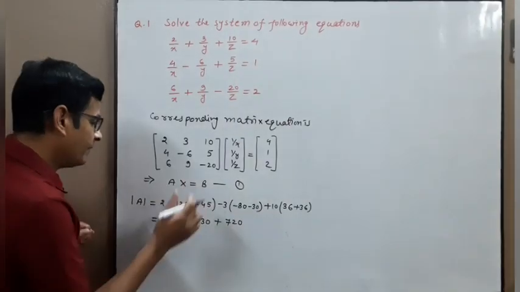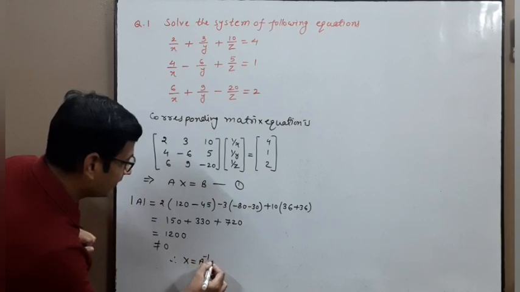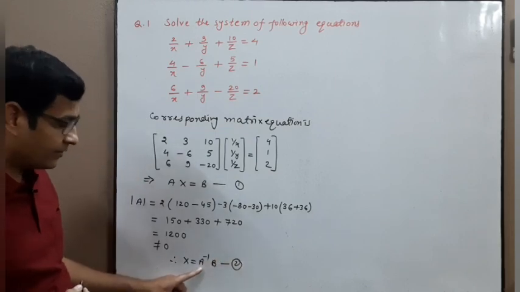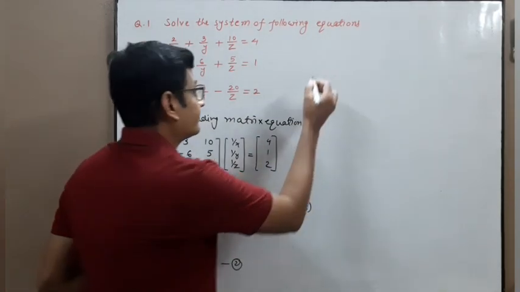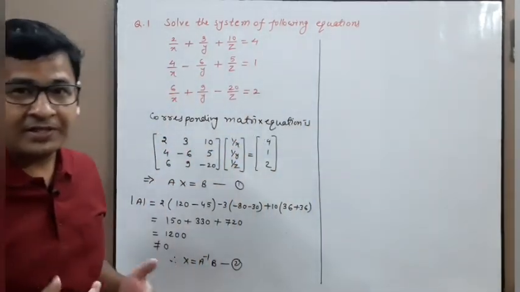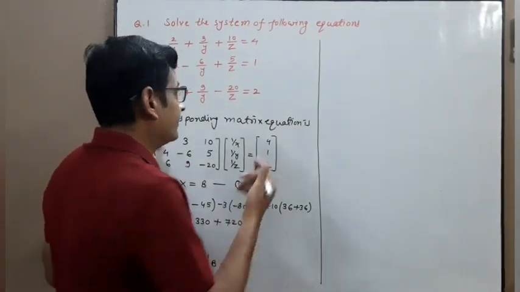So AX equal to B. Then the next step we can write X equal to A inverse B. Now find A inverse. For this, find the cofactor matrix, and then the adjoint, and then the inverse. So now find the cofactor of each of the elements.